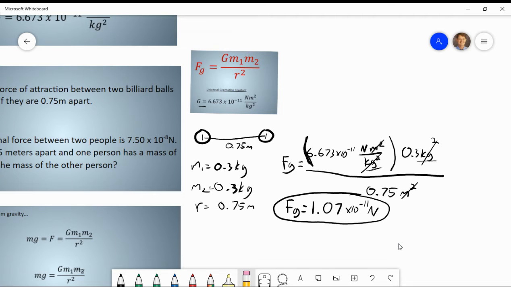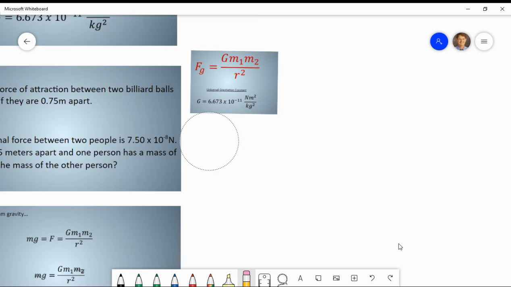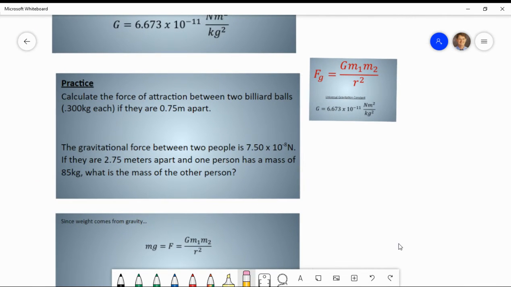There's the number you should have gotten. I hope you got there. If you didn't, try to figure out what went wrong. All right. Next one. A gravitational force between two people is 7.5 times 10 to the negative n. So what is that? Gravitational force. Oh, you know what? Hold on. I want you to try this one on your own as well. All right, and then the Ed puzzle is going to pause and let you do that.